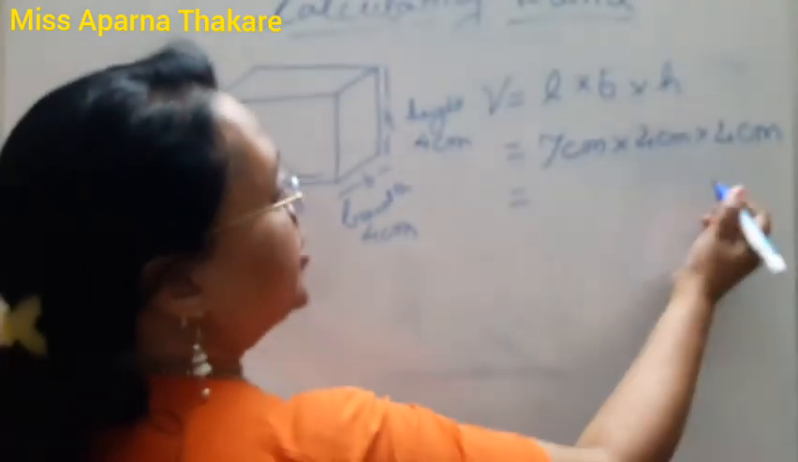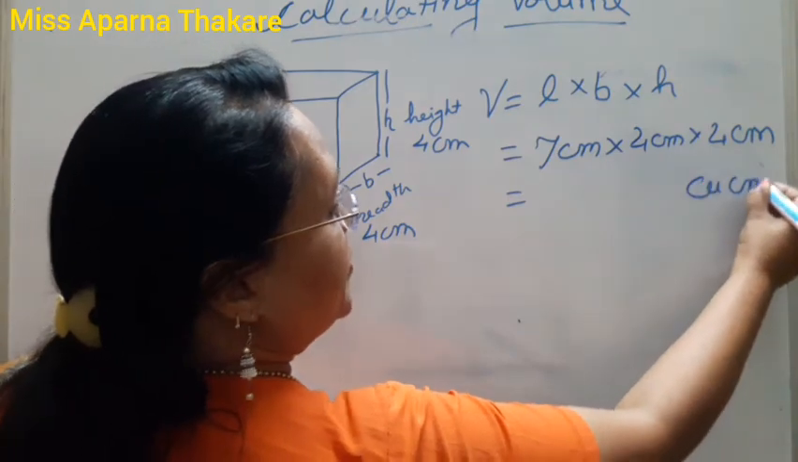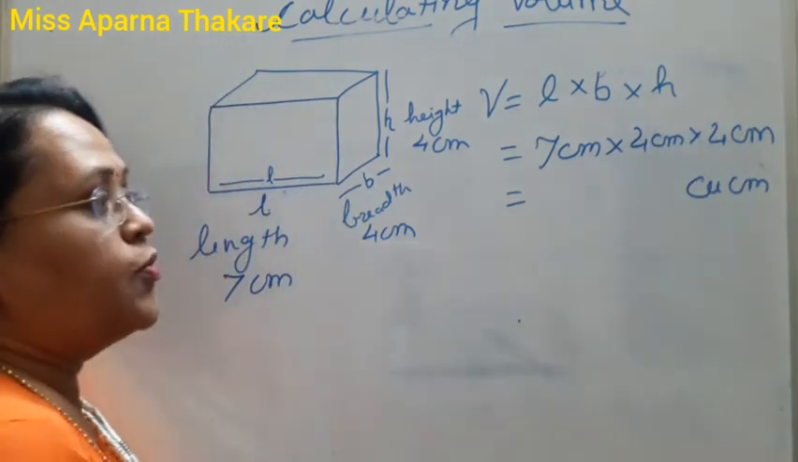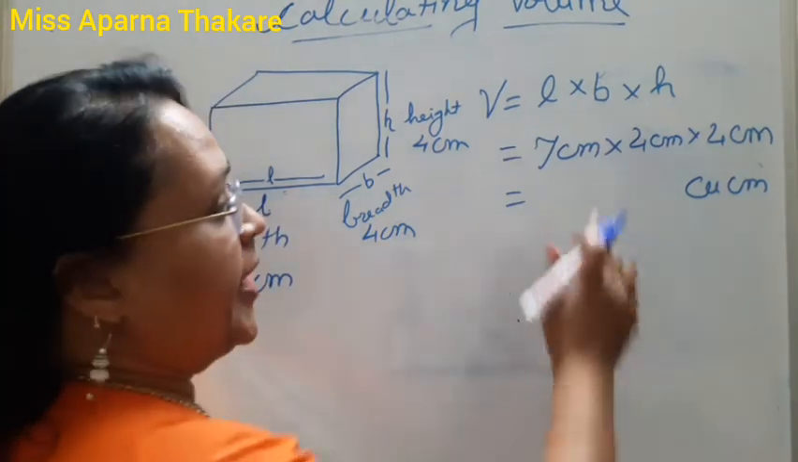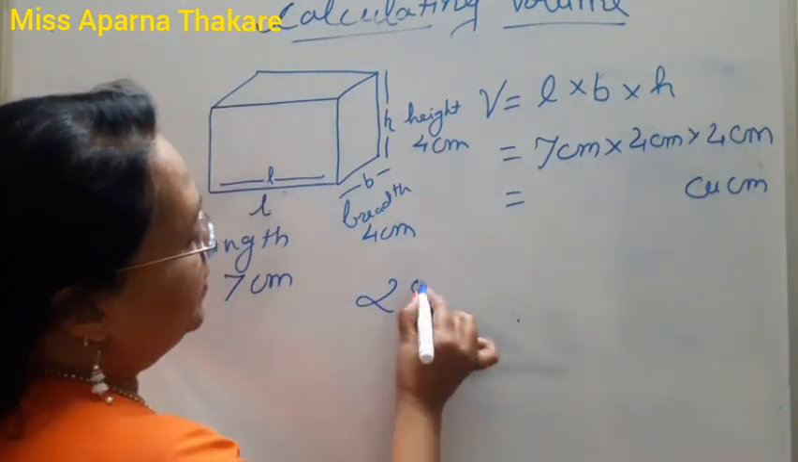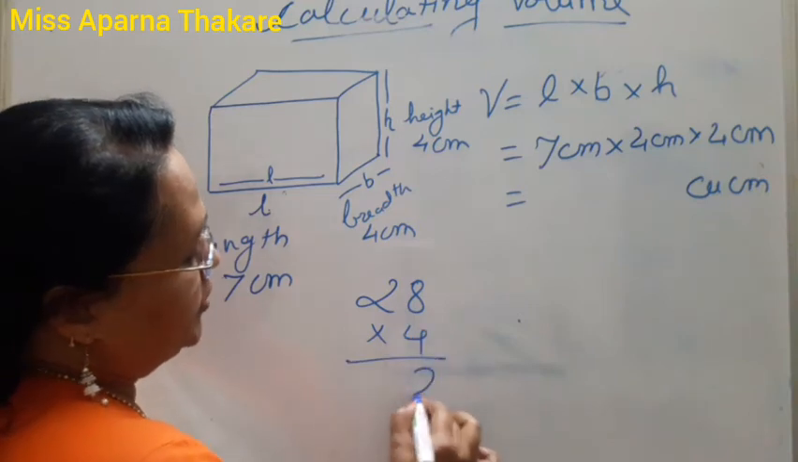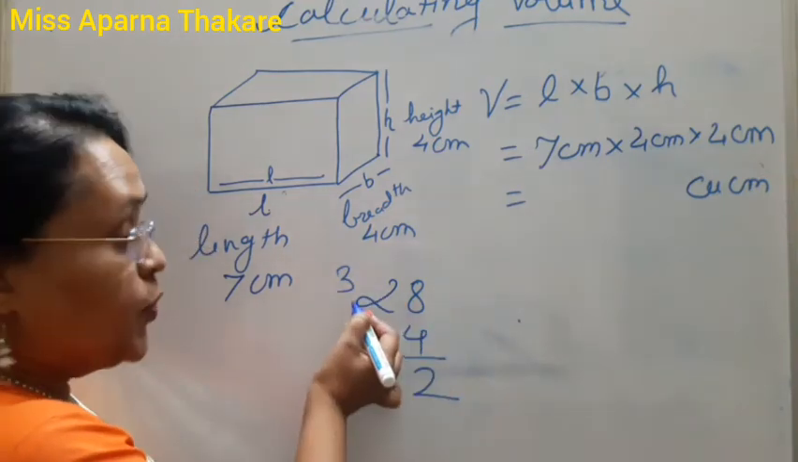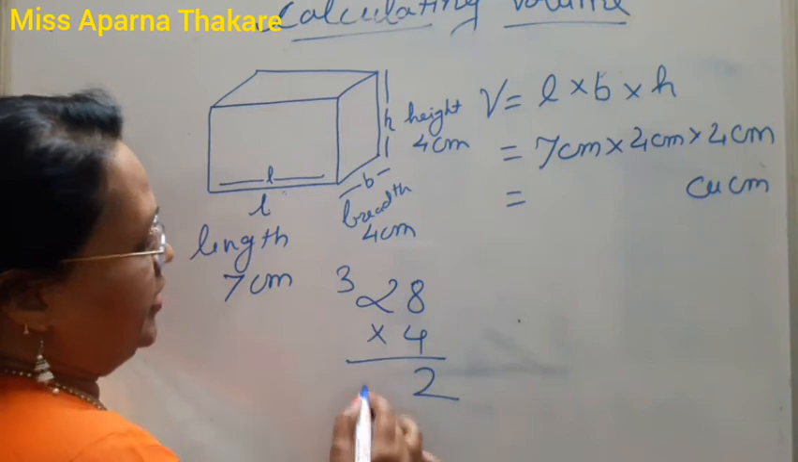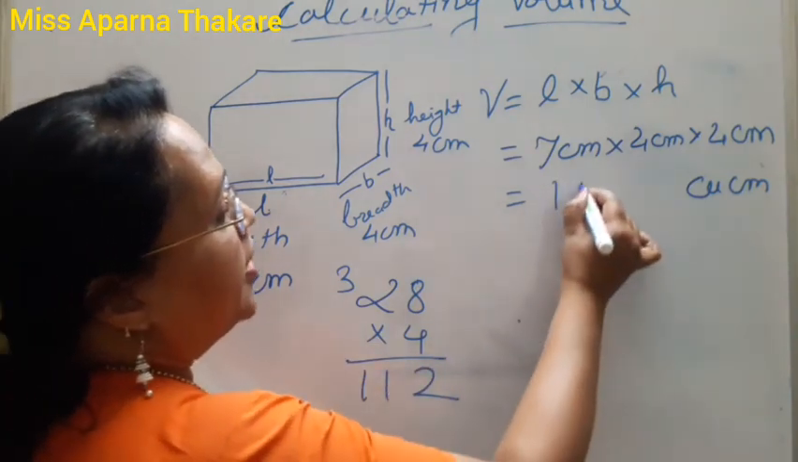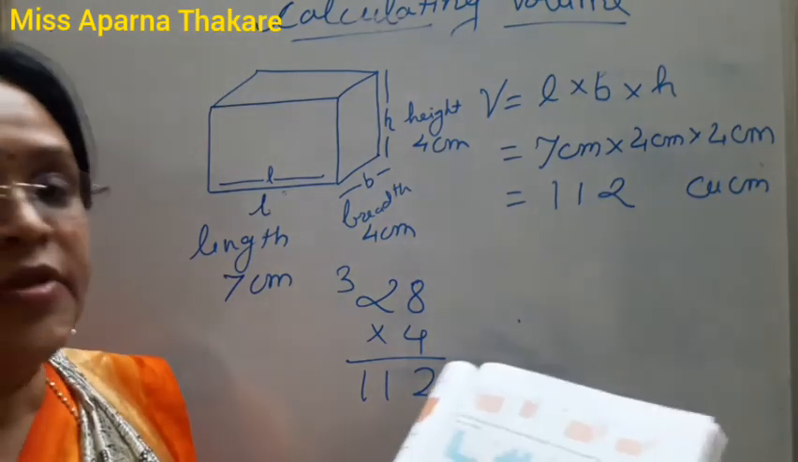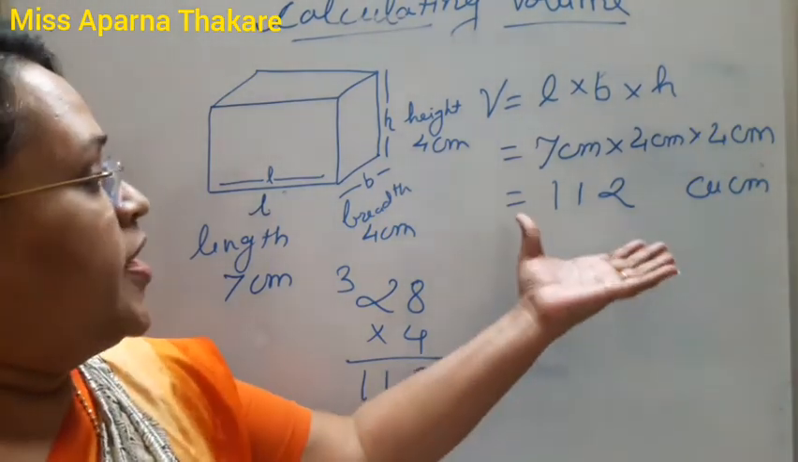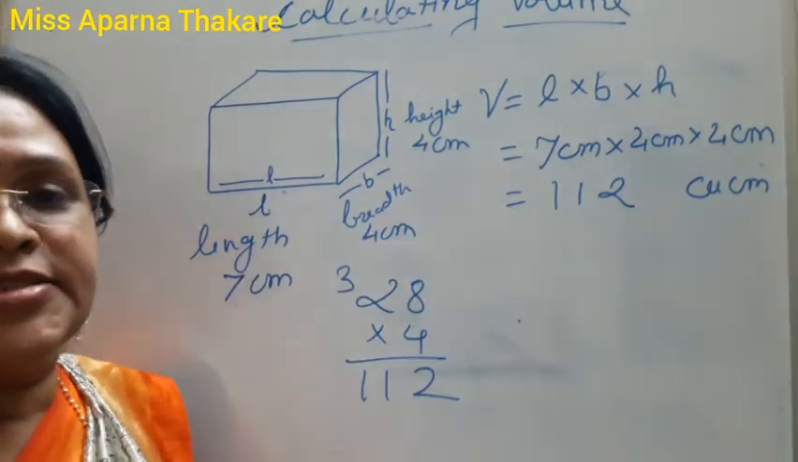So centimeter into centimeter is cubic centimeter. 3 times is there, so cubic centimeter. 7 into 4, 7 fours are 28, and 28 into 4. 4 8s are 32, 3 carry. 4 2s are 8, 9, 10, 11. It is 112 cubic centimeter. Is it there? See, right answer. It is 112 cubic centimeter.